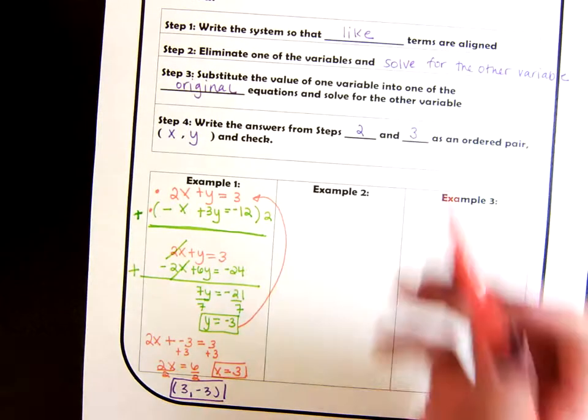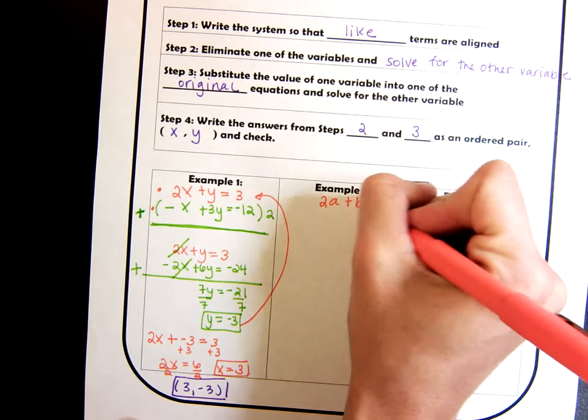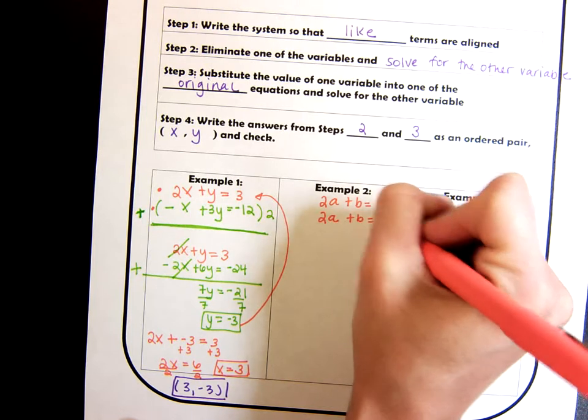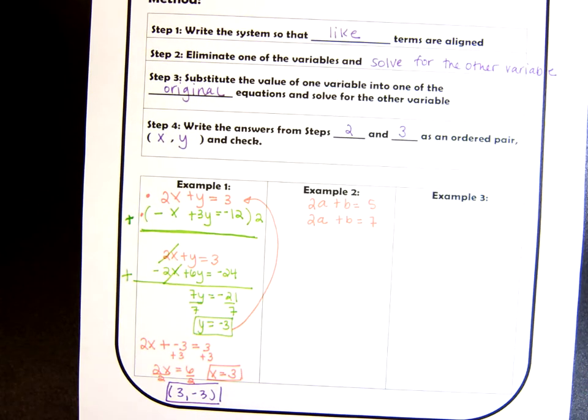Okay, let's do our second example. We've got the equation 2a plus b is equal to 5, and 2a plus b is equal to 7. Those are our two equations. Oops, I meant to write one of them in green.